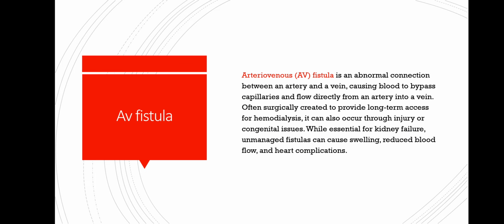Now, what is AV fistula? AV fistula is an abnormal connection between an artery and a vein, causing blood to bypass capillaries and flow directly from an artery into a vein. Often it is surgically created to provide long-term access for hemodialysis. It can also occur through injury or congenital issues. While essential for kidney failure, unmanaged fistula can cause swelling, reduced blood flow and heart complications.